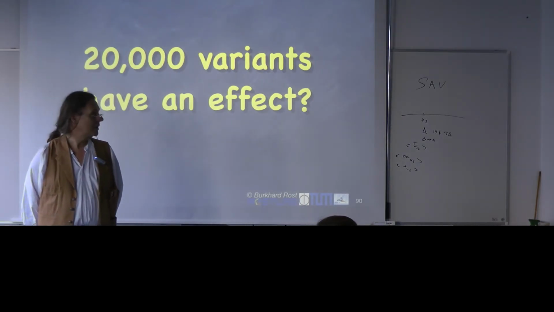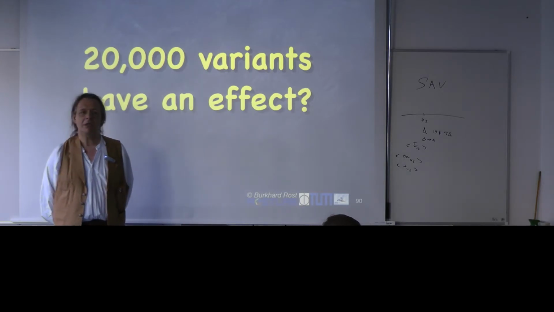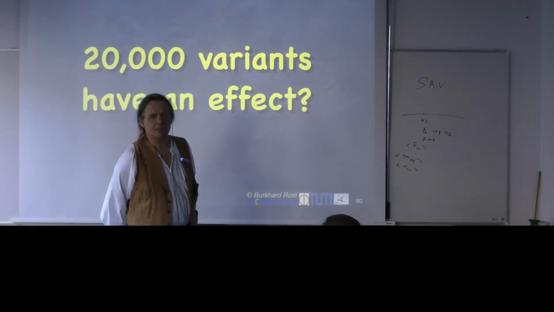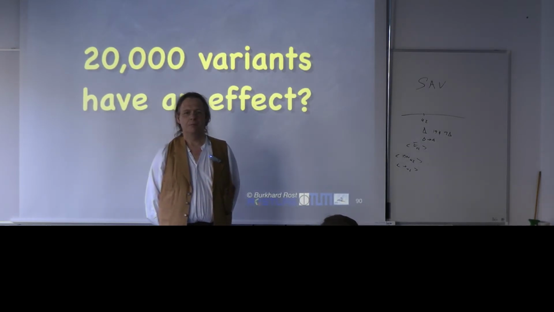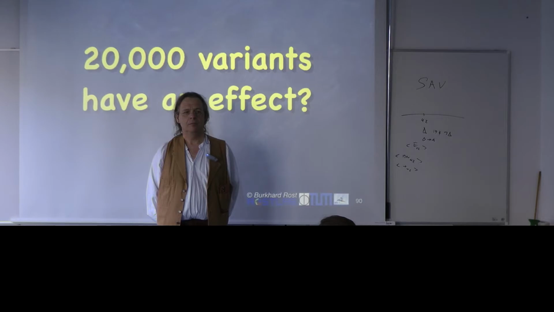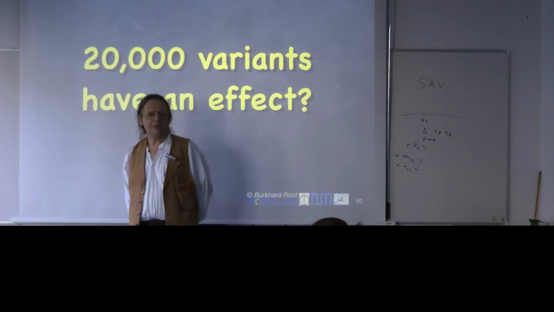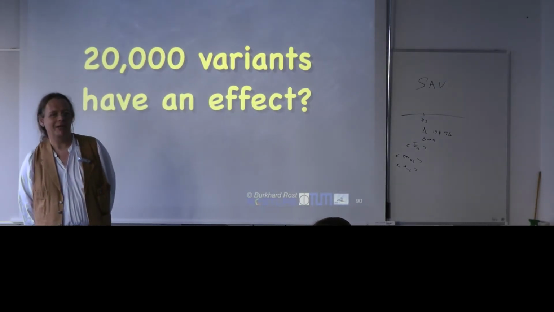Anyway, let's get back to this question here. We have the 20,000 amino acid changes. My question is, do they matter or not? What would you do? Run SNAP. Well, is that the first thing you would do? First you would not have SNAP, right?